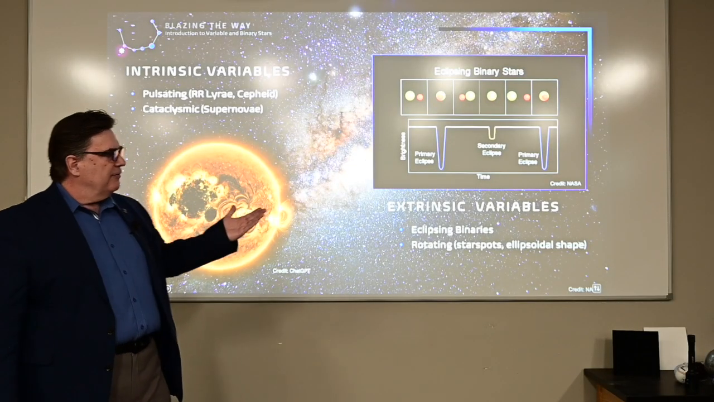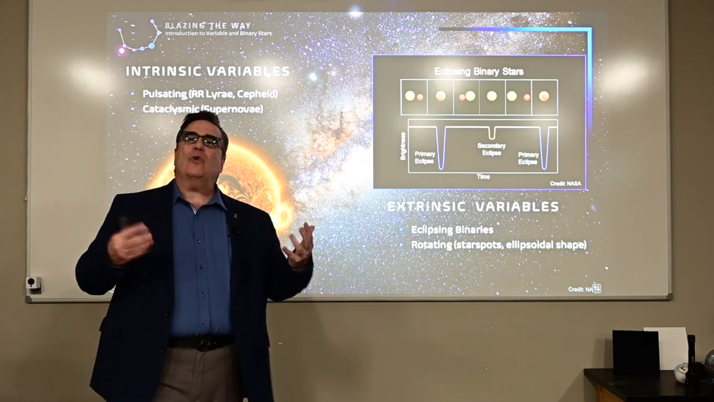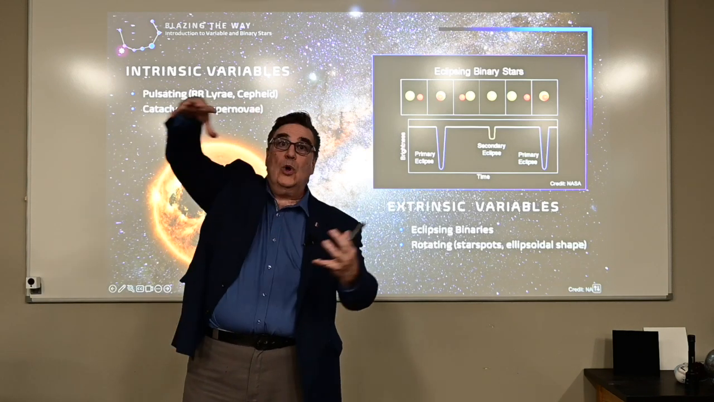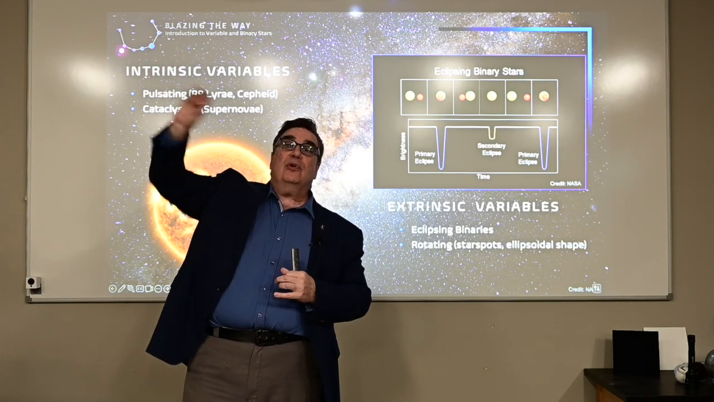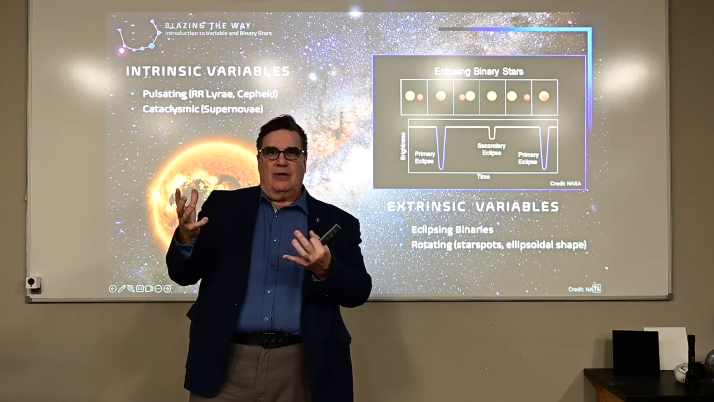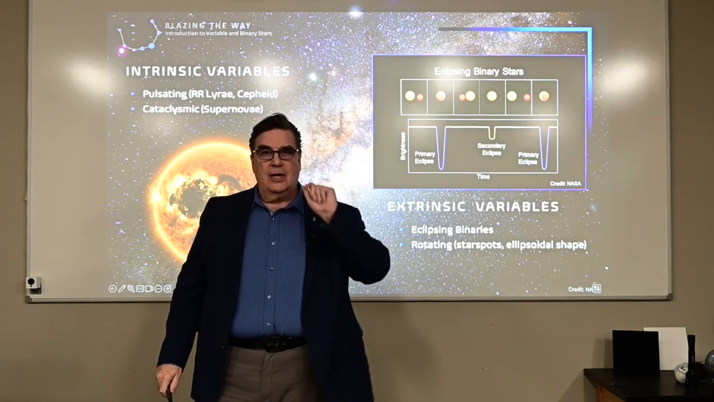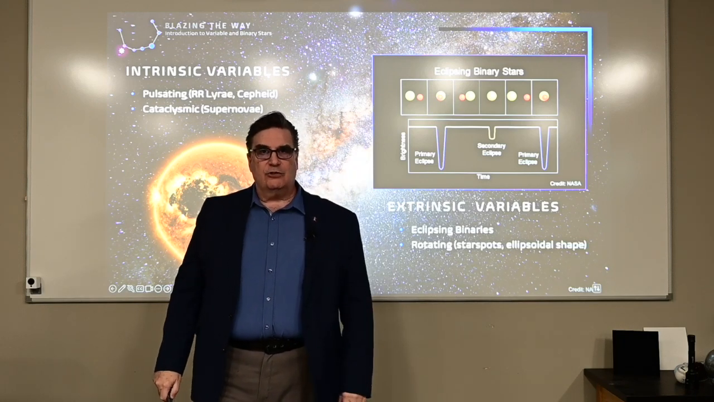We also have stars that might be ellipsoidal in shape, kind of an odd shape, and when these things are rotating, we are just privy to different amounts of the surface area of that particular star, and therefore we see a particular brightness change.